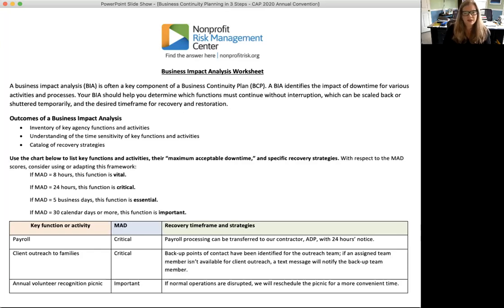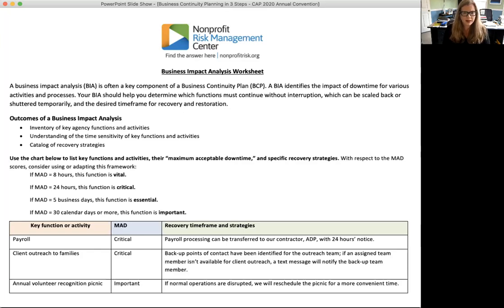And notice that I've chosen these words really carefully. So the functions that could only be offline for a very short amount of time are vital. The next down those functions are critical, and then those functions are essential, and the functions are important. So I chose those words instead of words like helpful or unimportant, right? Nobody wants to be told or to acknowledge that their function or service, the thing they work on every day, is unimportant. So again, we've used important, essential, critical, vital to distinguish between different functions and services and activities in your agency.